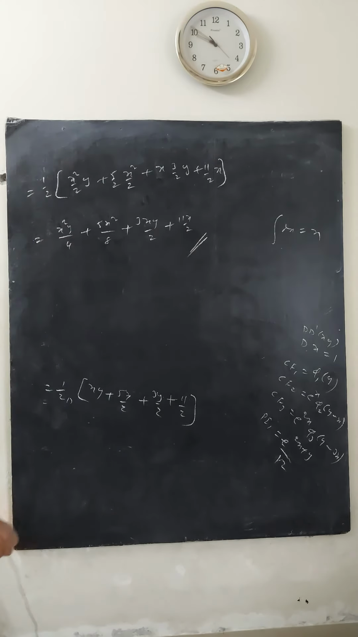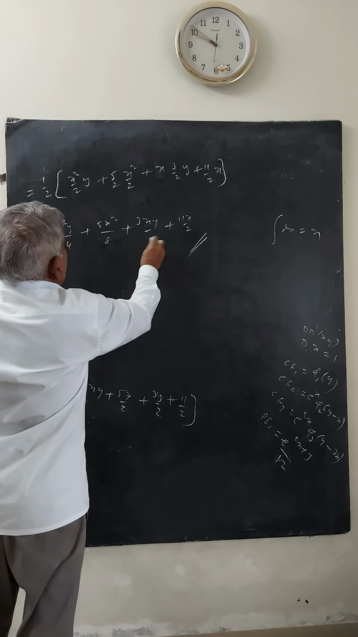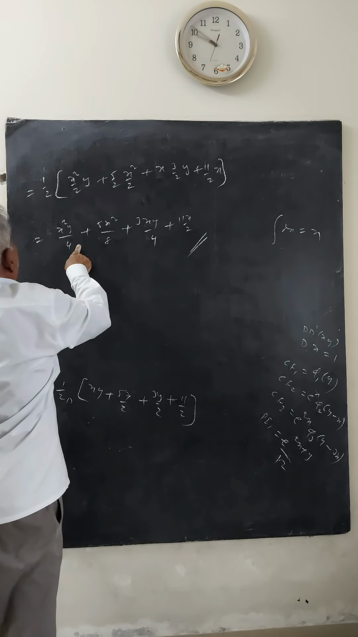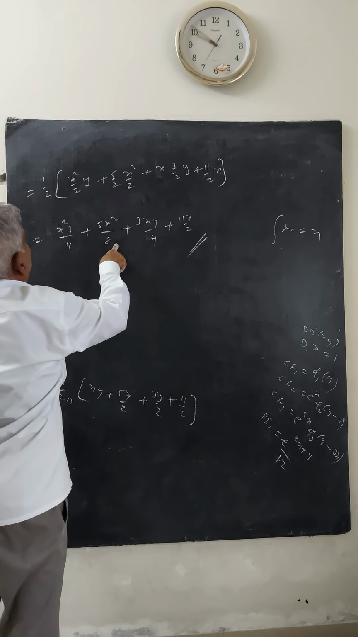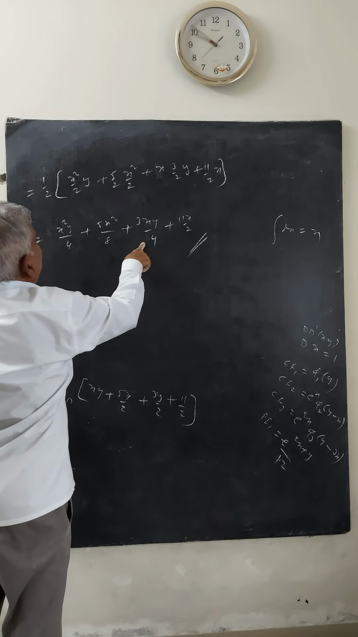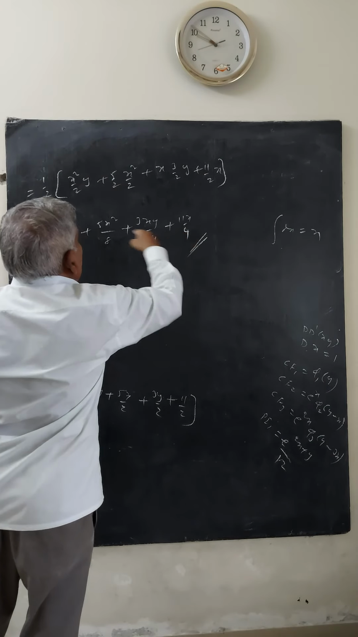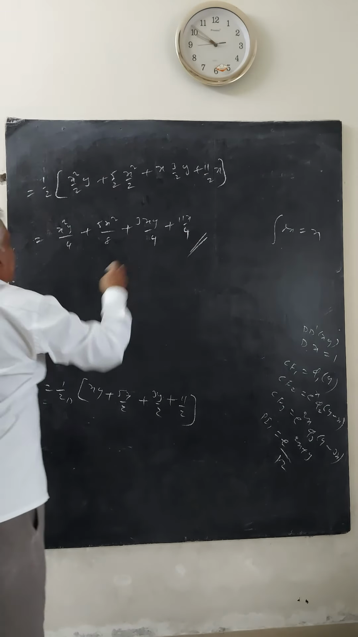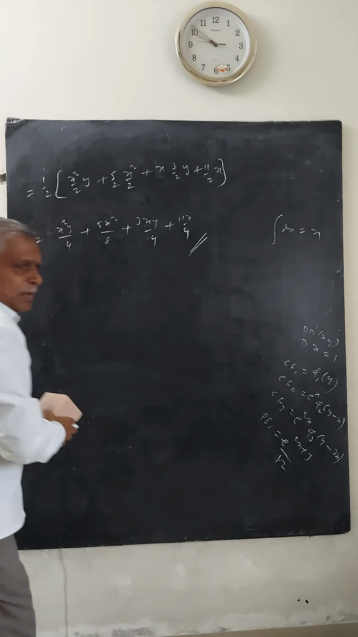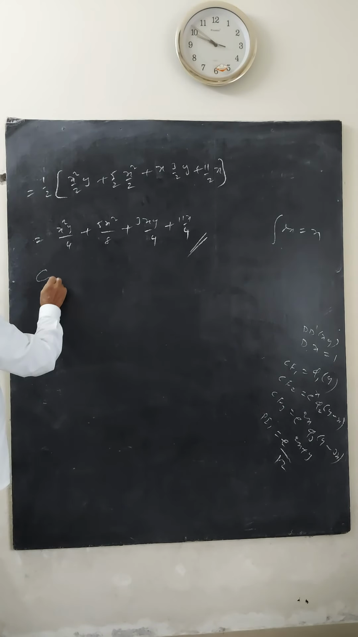This is PI. Let us write general solution. 3xy by 4, here x square y by 4, 5x square by 8, 3xy by 4 plus 11x by 4, the 2 comes inside. This is the answer. General solution.